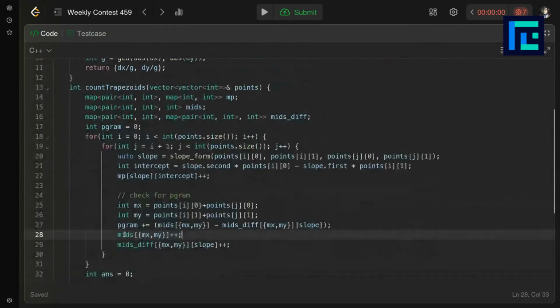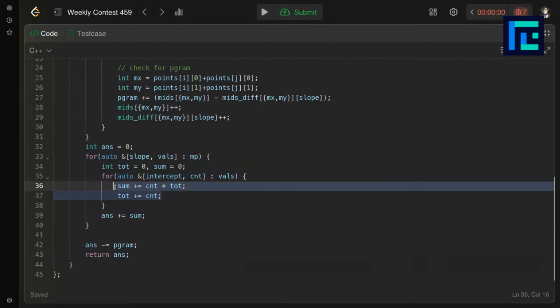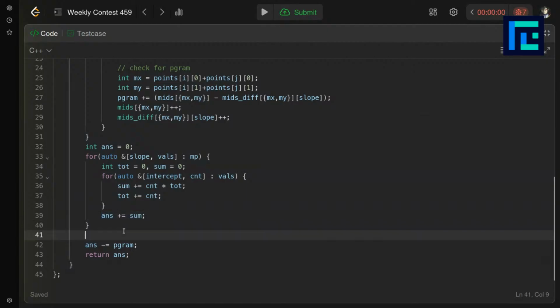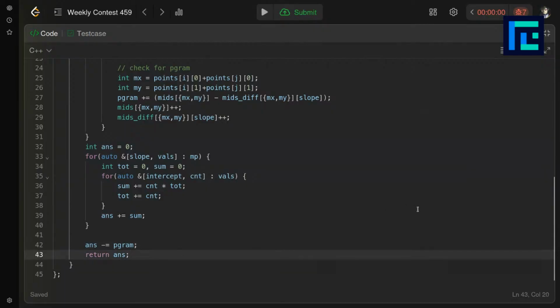Once this loop is done, my first map, the map of slopes and intercepts, is ready, and also my number of parallelograms will be counted. Now I'm calculating the answer. For each slope and each intercept within that slope, I'm doing the same thing which I did in problem B, which is basically for every line, counting how many lines before it, not below it here, but with intercept less than it, can be paired up with it to form a trapezoid. And then finally, I'm increasing my answer with that. Now I already showed that this logic will overcount the parallelograms. So I subtract the number of parallelograms and then you can return the answer.